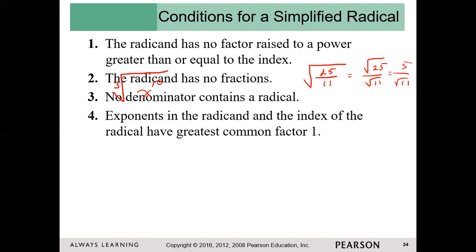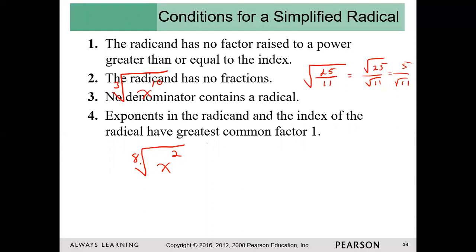And then last but not least, exponents in the radicand and the index of the radical have a greatest common factor of 1. So one of the errors that you'll see is that it doesn't have this situation where this is a bigger number than that, all right? But they don't have a GCF of 1. So let's say I have an 8 here and I have an x squared there. So this is not greater than or equal to that. So that's not the problem, but their GCF is not 1.